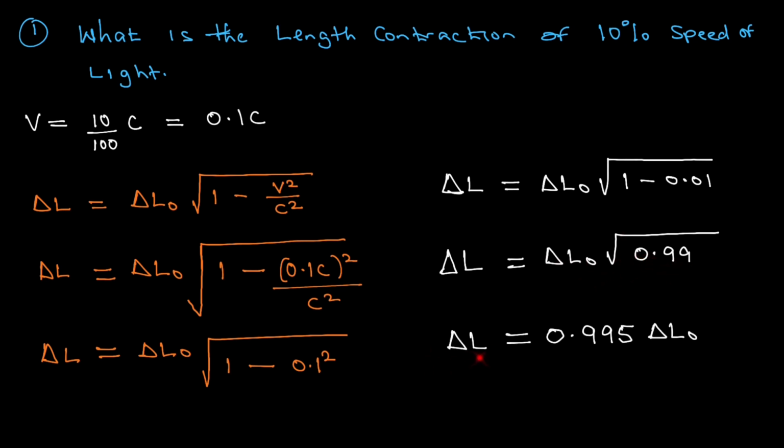Therefore, delta L is equal to 0.995 delta L naught. At 10% speed of light, the relativistic length is just 0.995 times delta L naught. That's a small difference. What about at 90% speed of light?